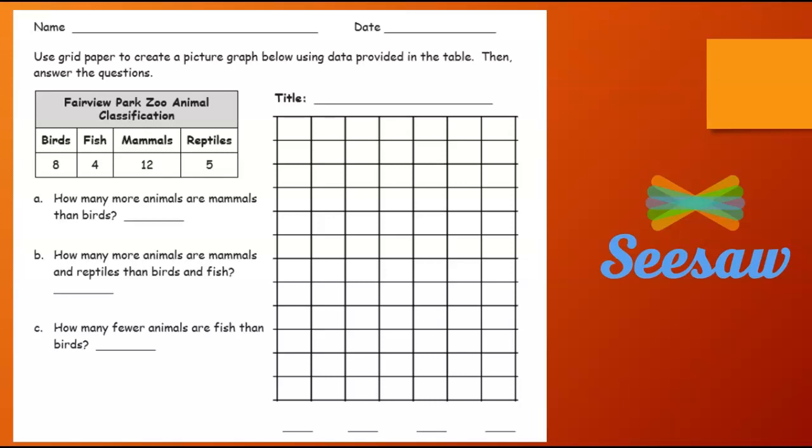It is now your turn to solve. You're going to get your exit ticket. You're going to solve this. You need to make your bar graph here. Make sure you fill in the title, the names here, the bird, the fish, the mammal, the reptile. Make sure you write the numbers on the side. Then you're going to answer these questions, take a picture, and send it to me. Good luck.